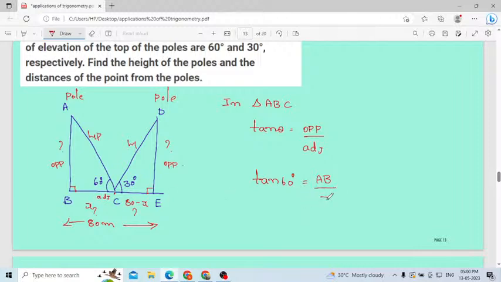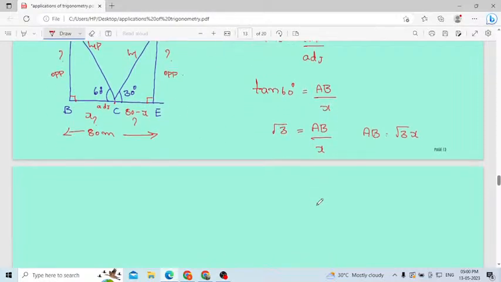Adjacent is x, we consider the value of BC as x. Then tan 60 degrees will be equal to root 3, which is AB divided by x. Then AB, its value is root 3x. We got the value of AB as root 3x. Then consider one more triangle.